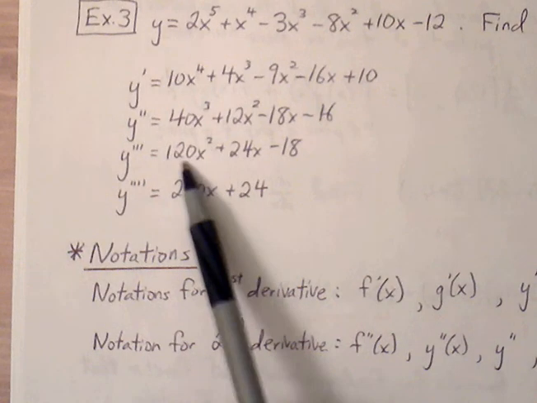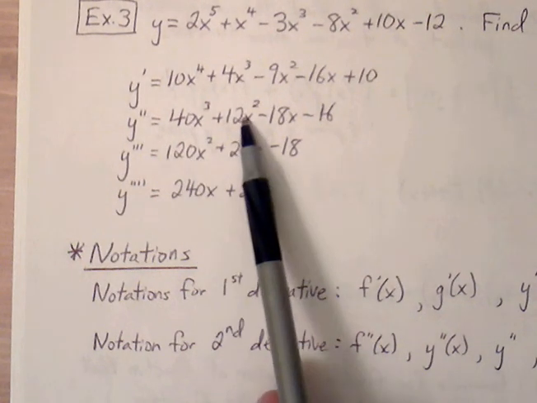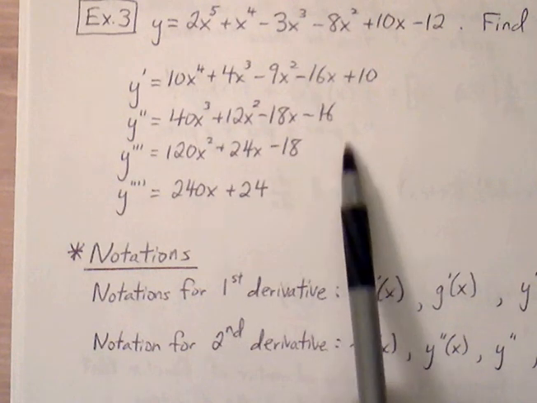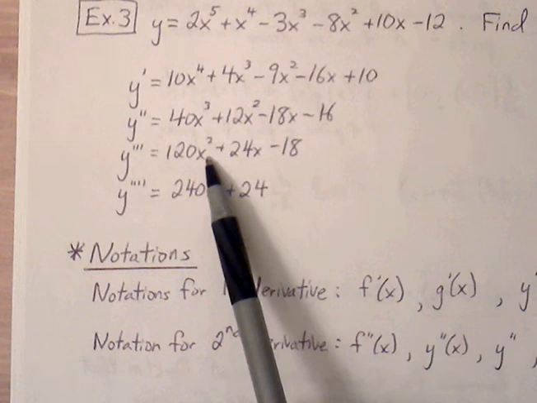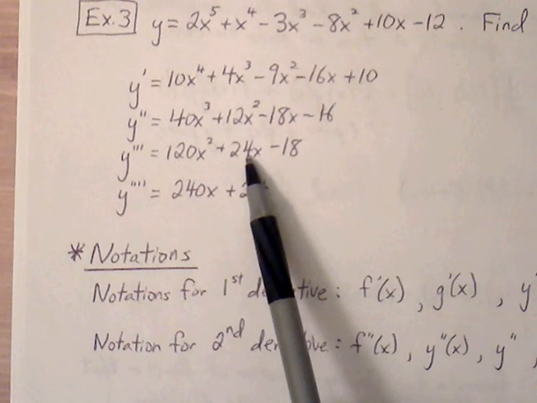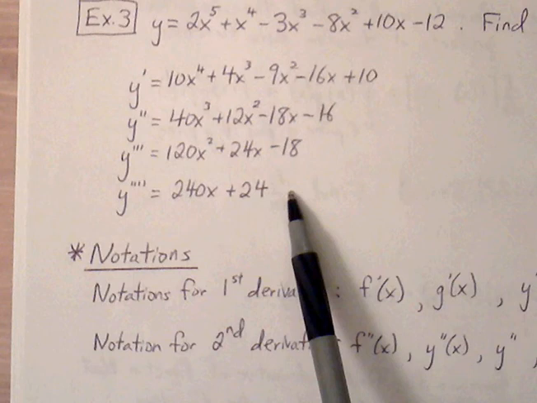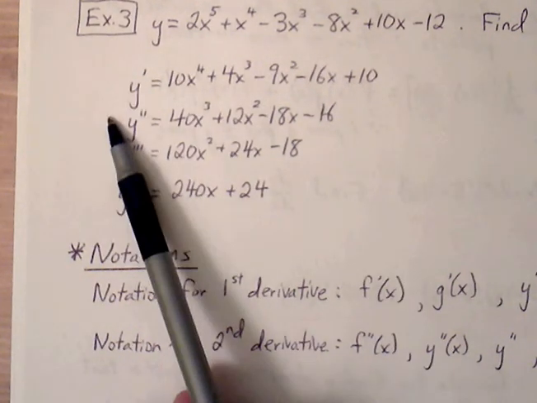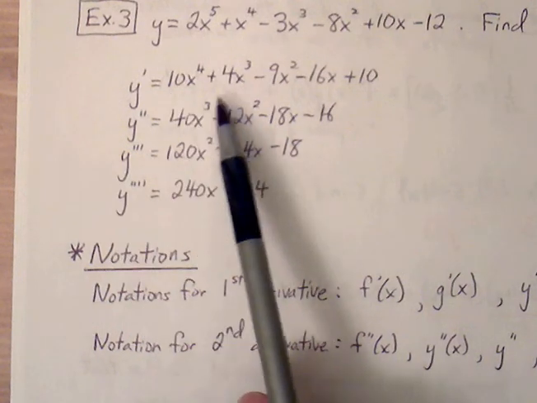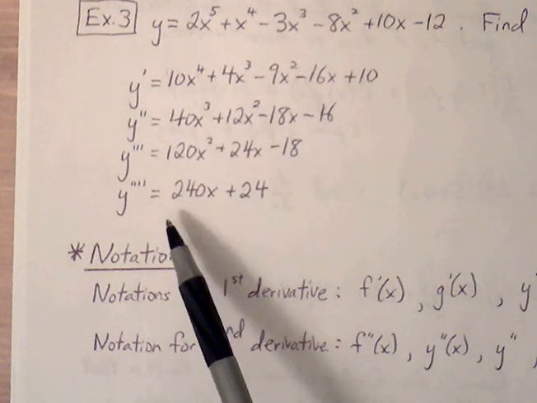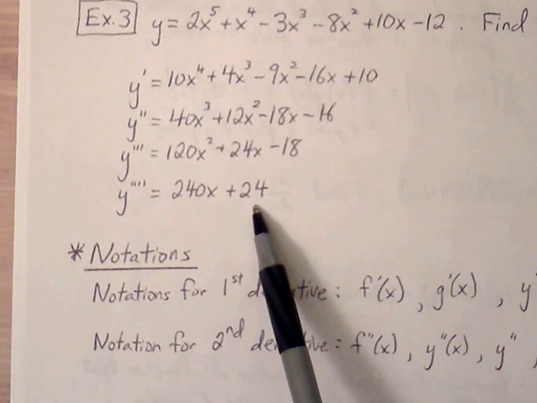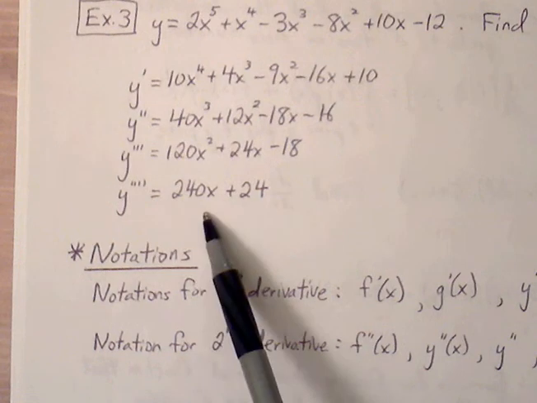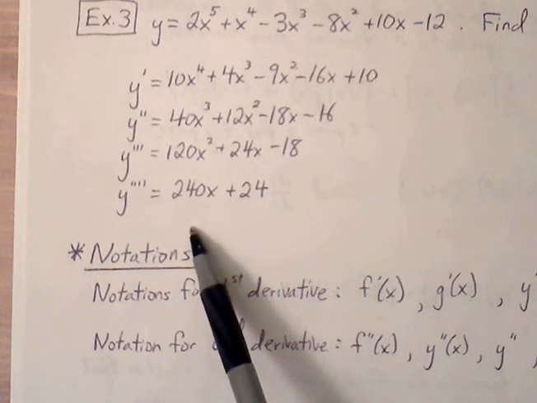Keep going. We get 120x squared plus 24x minus 18. Constant drops out. And then 120x squared becomes 240x. 24x becomes 24. 18 goes to 0. So as long as we're dealing with polynomial functions, if we find the derivative enough times, all the terms will eventually go to 0. Right? The next derivative here, 24, will drop out. And then the two derivatives from here, the 240x will turn into 240 and then goes to 0.